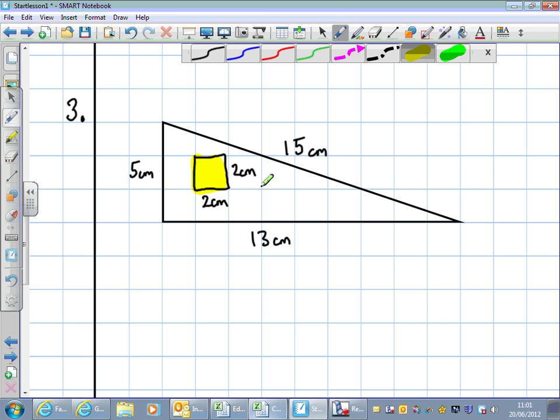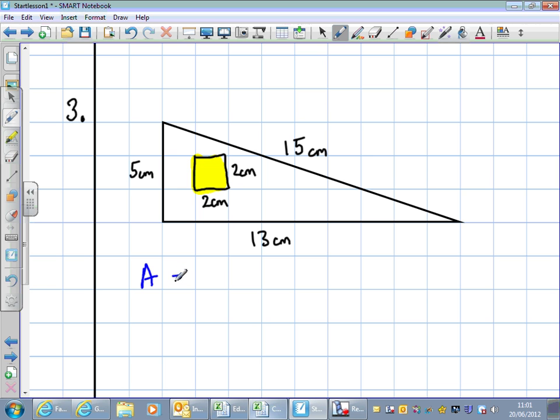Right, so we've got a triangle, and then there's a yellow square in the middle. Now, unless you've had practice, for many young people, it isn't automatically obvious how we work out the area of the white part of this triangle. Well, we do two calculations. First, we work out the area of the whole triangle.